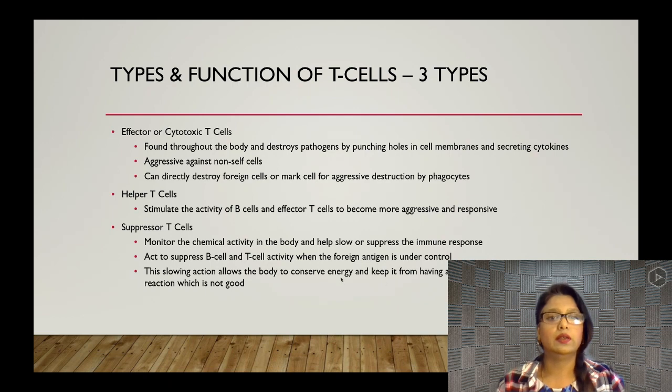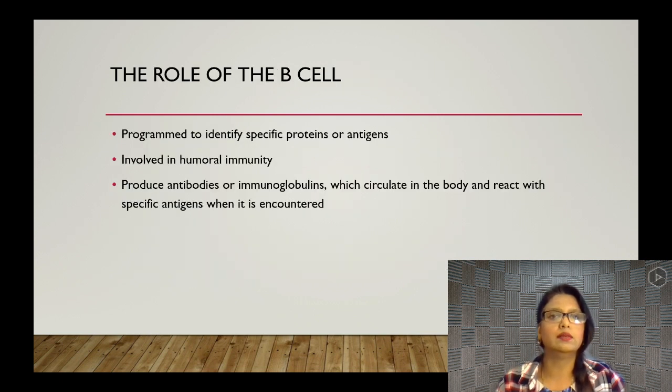Now suppressor T cells, on the other hand, they're like, okay, we've done enough fighting, you need to slow down. They monitor the chemical activity of the body and help to slow and suppress the immune response. So enough of fighting, let's cool down because we're good, we don't need to fight anymore. It acts to suppress B cells and T cells activity, and then the foreign antigen is under control. This slowing action allows the body to conserve energy and keeps it from having continuous inflammatory reactions, which is not good. So technically suppressors are the ones that are like, okay, slow down you guys, we're good, we fought the battle, we won, okay, cool off. So that's suppressor T cells.